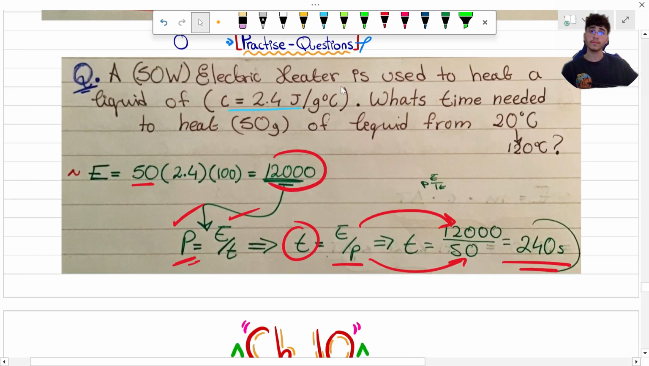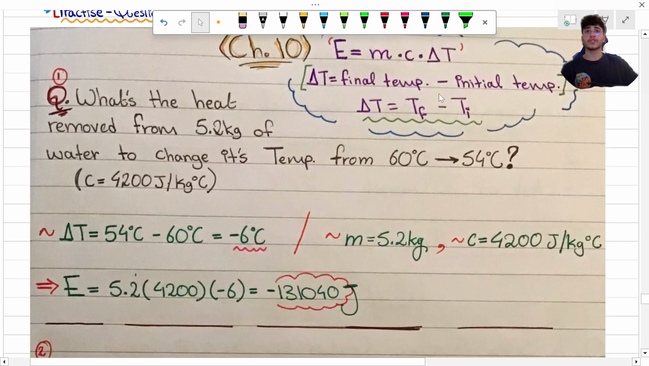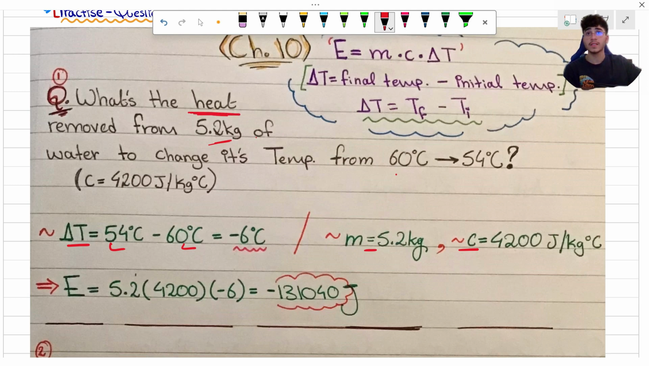Next question. What's the heat removed from 5.2 kilogram of water to change its temperature from 60 to 54 degrees Celsius when C is 4200 joule per kilogram degrees Celsius? What is given? We know the change in temperature, 54 and 60. We know the mass and we know the specific heat capacity. What do they need? They need heat. Heat, by heat we mean the energy here. And the formula is E is equal to M times C times delta T. So we're just going to use this formula and substitute the given values.